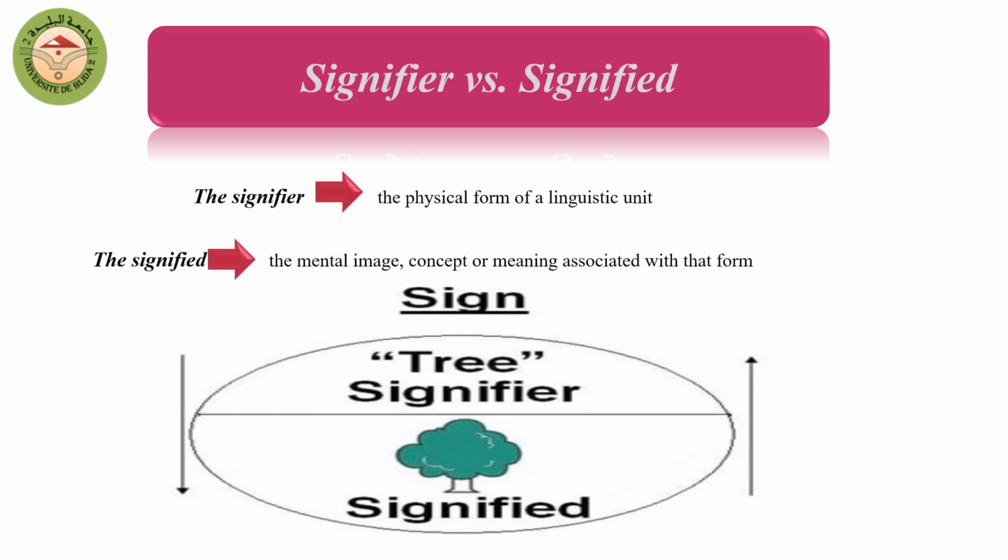Signifier versus signified dichotomy. The signifier represents the physical form of a linguistic unit, such as a sound pattern or a written symbol, in the speaker's memory, a congregation of phonemes. The signified is the mental image, concept, or meaning associated with that form. Both signifier and signified are of a psychological nature within the speaker's mind. So we have here an example of a tree. The word tree as signifier represents the concept of a tall, woody plant with branches and leaves as signified.